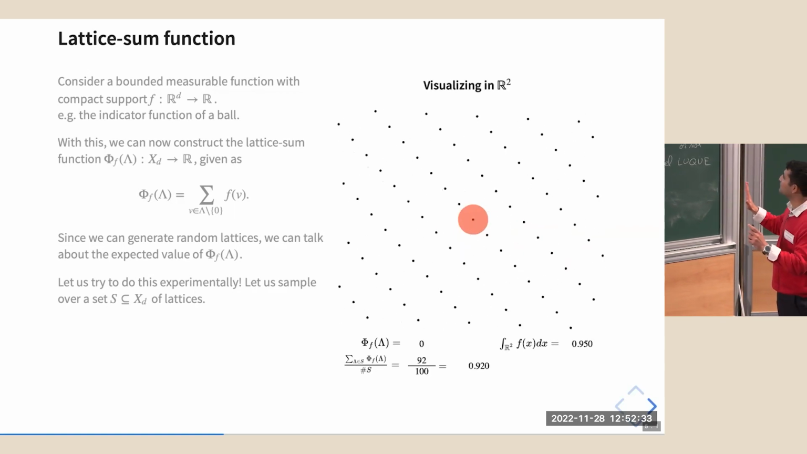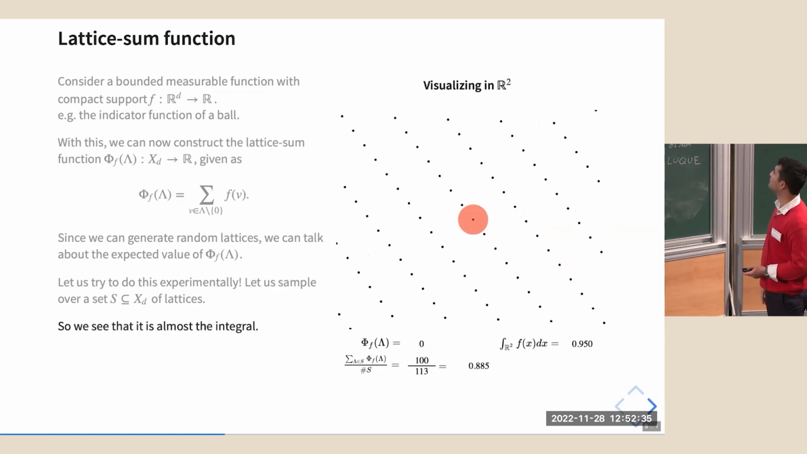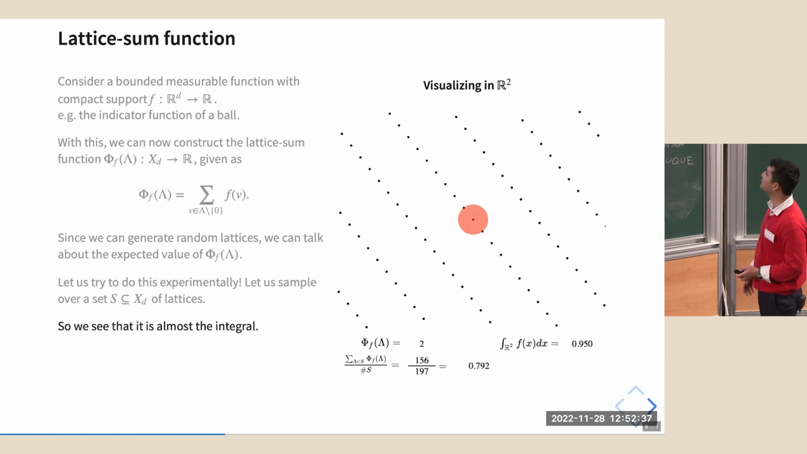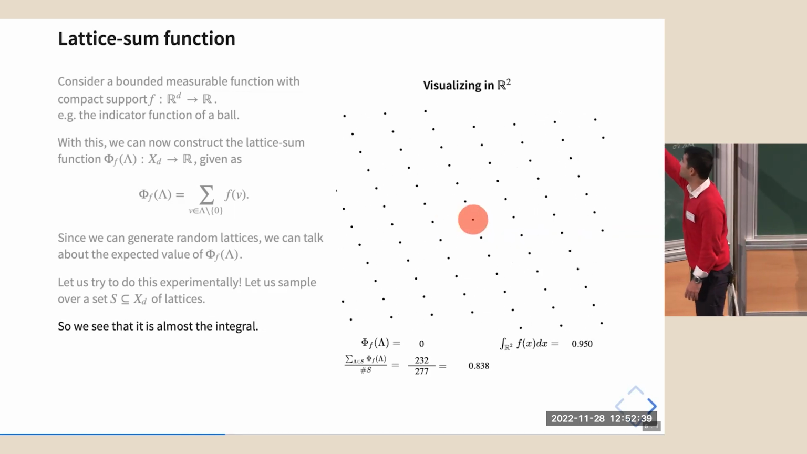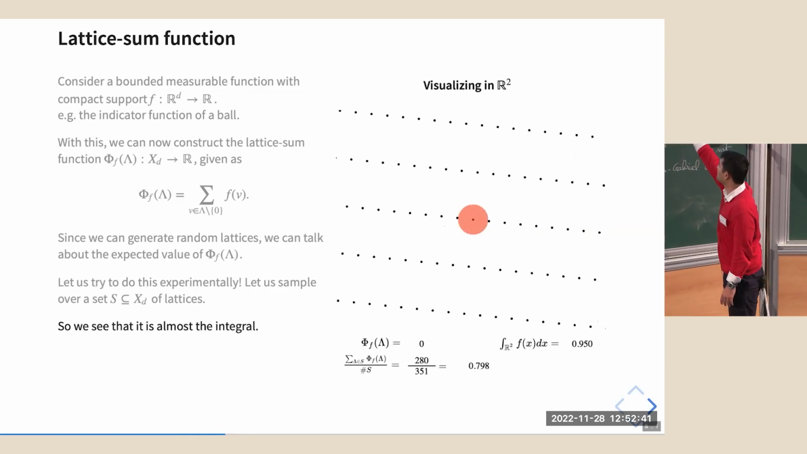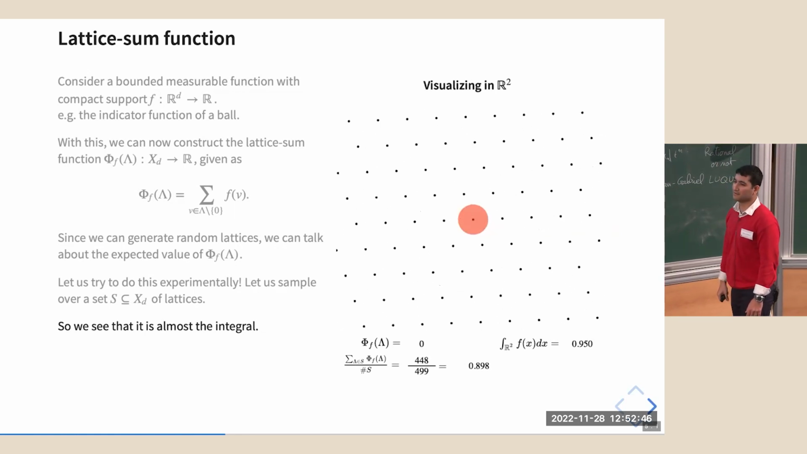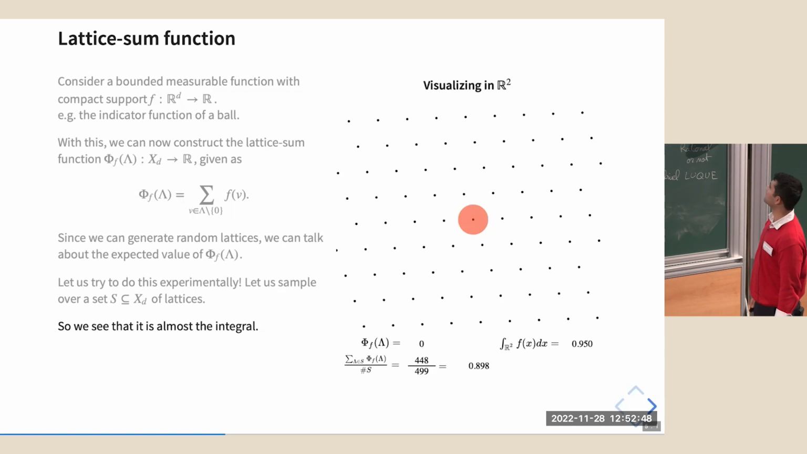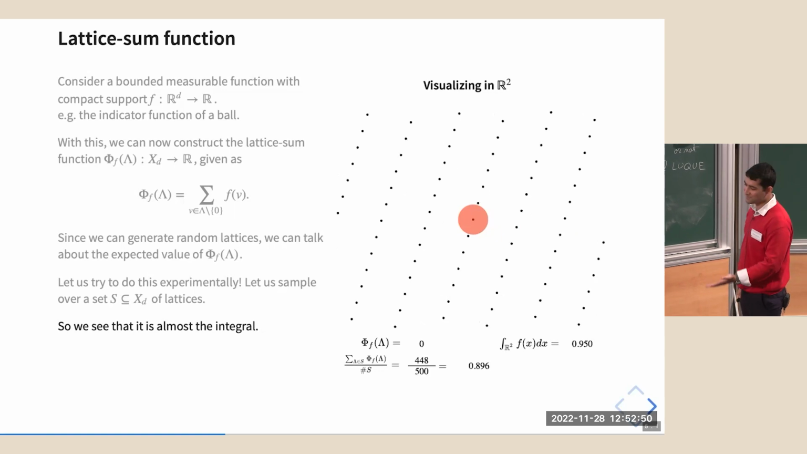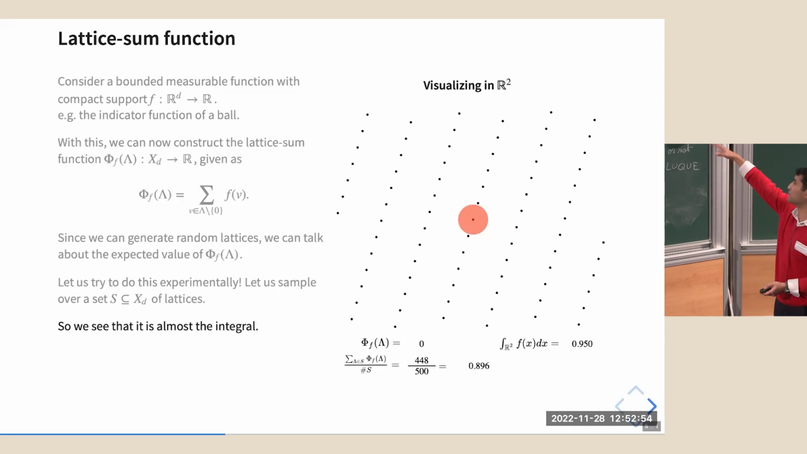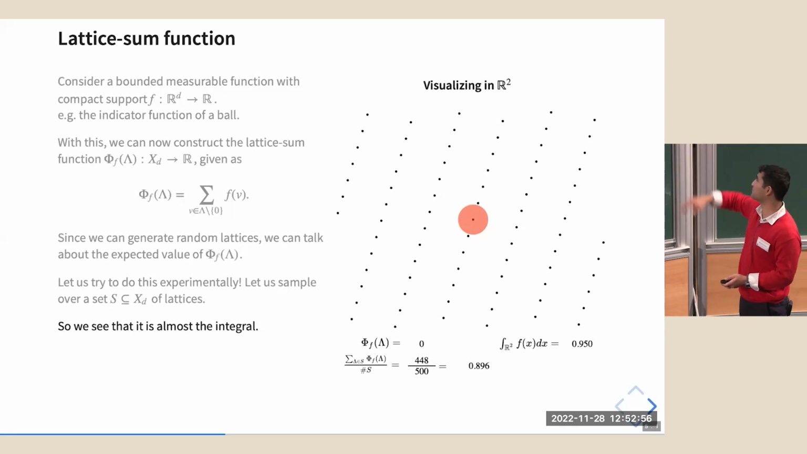I'm going to let this run for a while, and the point that I'm trying to make is that this number on the bottom is very close to this number on the top. It is a random experiment. It doesn't always work, but if I take more and more points, it is going to converge to this 0.950.